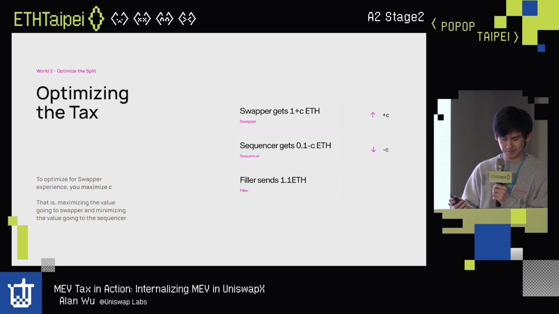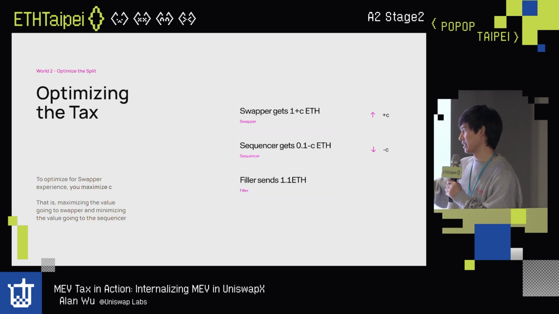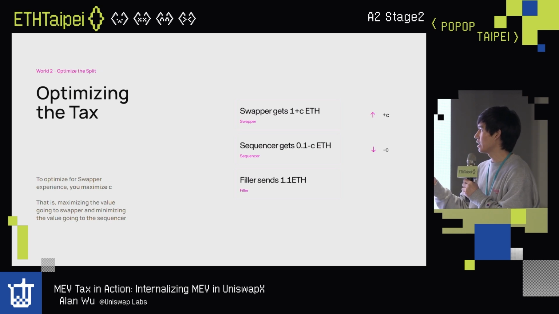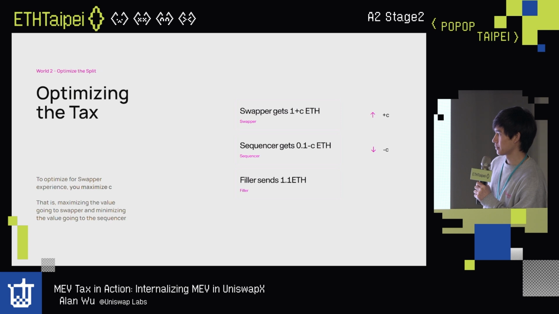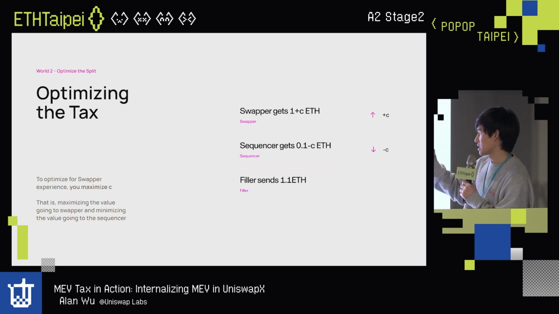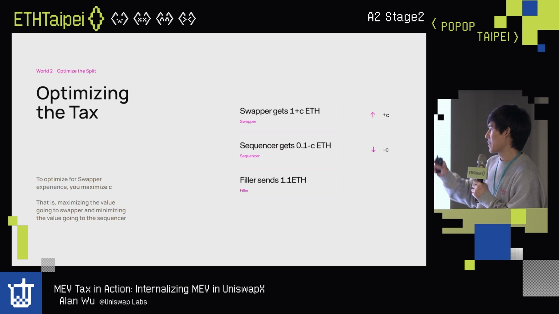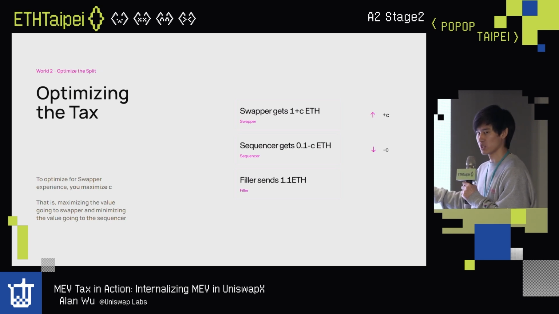Let's go back to world 2. We now know that the MEV value is being split between the swapper and the sequencer. So we can imagine this as a swapper getting 1 plus C ETH, and then the sequencer getting 0.1 minus C, because we are taking the value that was bound for their sequencer and giving it to the swapper. So if we want to optimize for the swapper experience, we just maximize C, and that is maximizing the value that goes to the swapper and minimizing the value that goes to the sequencer.